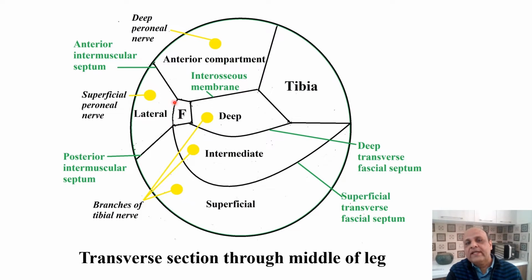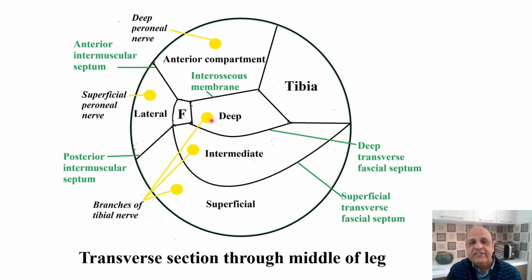The fibula also has an anterior border and a posterior border in addition to the medial border. To the anterior border is attached the anterior intermuscular septum, and to the posterior border is attached the posterior intermuscular septum, and between these two septa lies the lateral compartment of the leg. The posterior compartment of the leg lies posterior to the interosseous membrane, and this compartment is divided into superficial, intermediate and deep parts by the superficial and deep transverse fascial septa as shown in the figure.